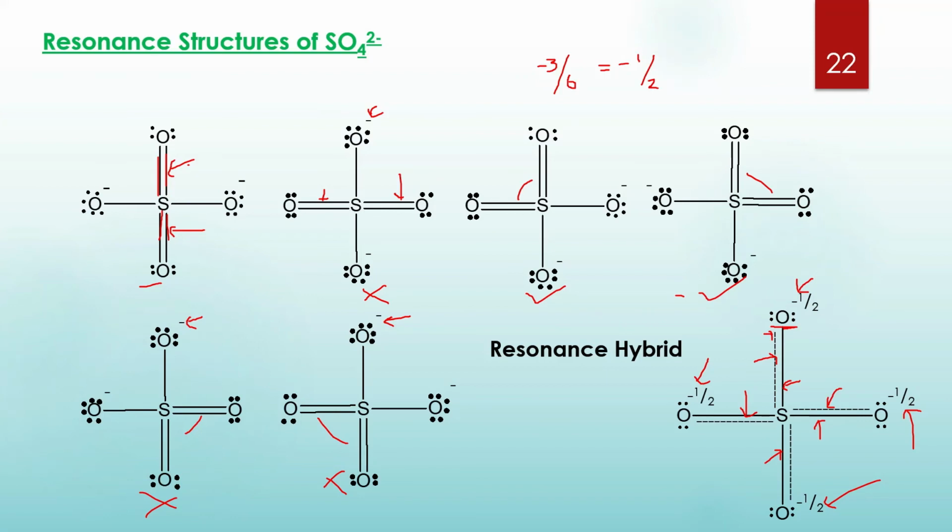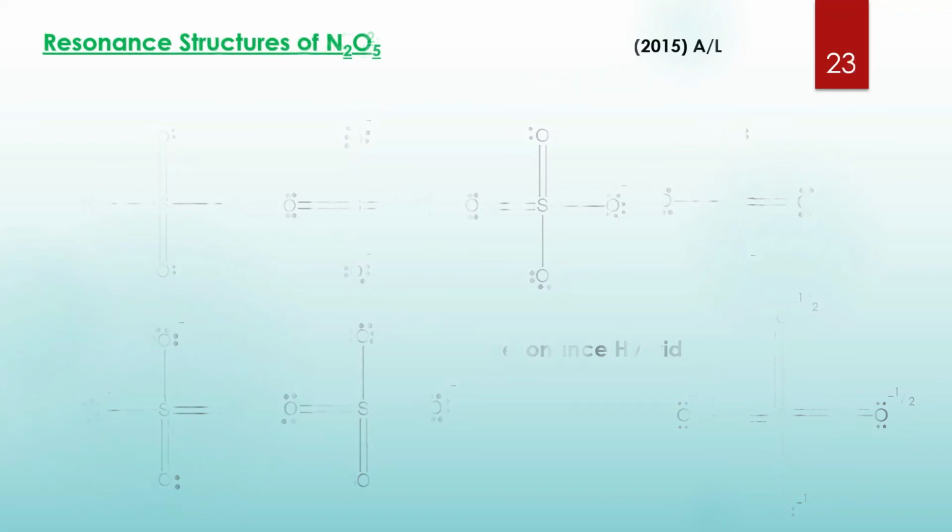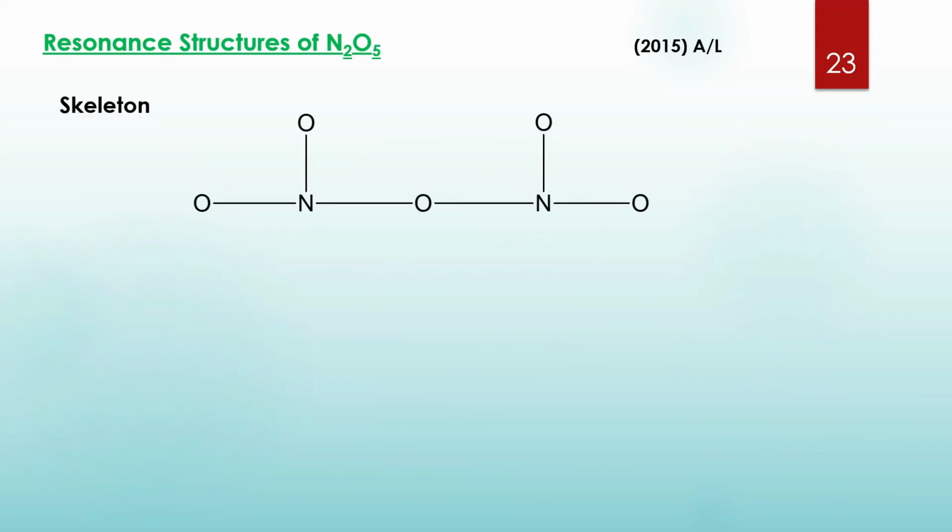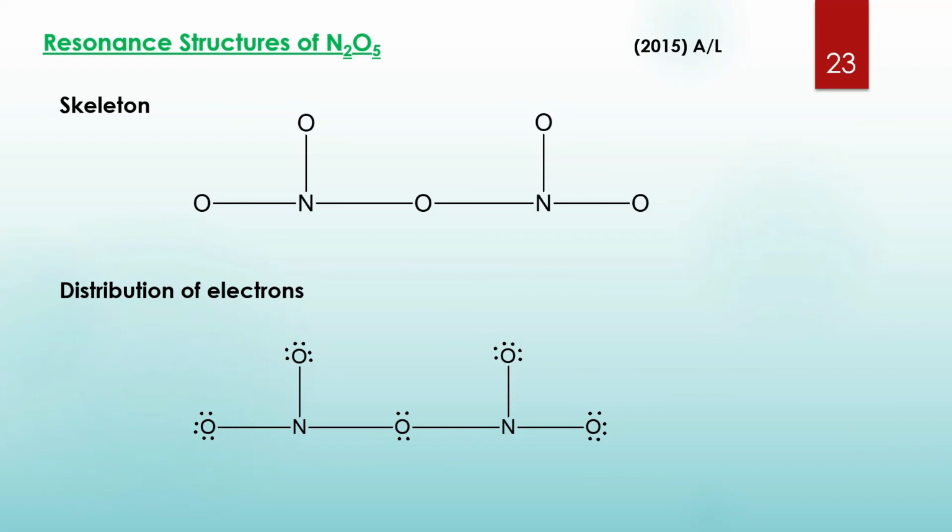That's how you get minus half. And similarly, by calculating it for all the other oxygen atoms, you can get minus half. N2O5. So this is the skeleton of N2O5. Now we are going to draw resonance structures for this.